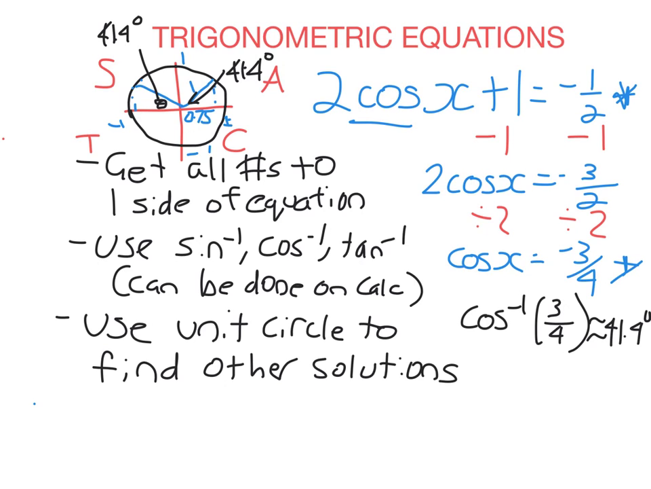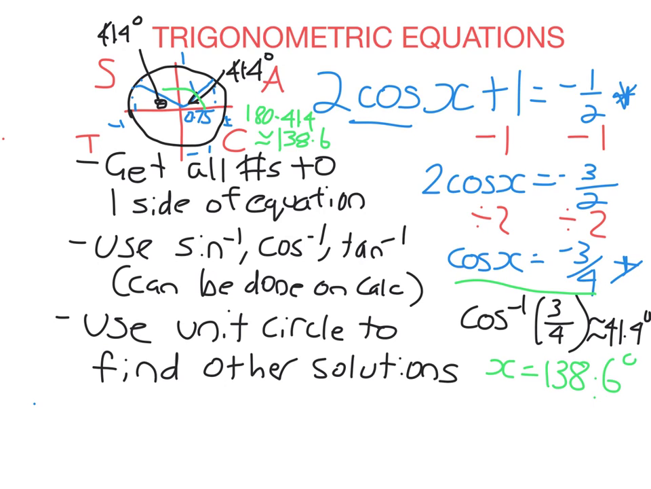But of course, what that means is, because we said in the previous video on the unit circle that we take the angle made with the positive x-axis, this angle here will be 180 minus 41.4. So that angle in green is 180 minus 41.4, and that is approximately 138.6. So the angle in green is 138.6. What that means is a solution to this equation, x equals 138.6.